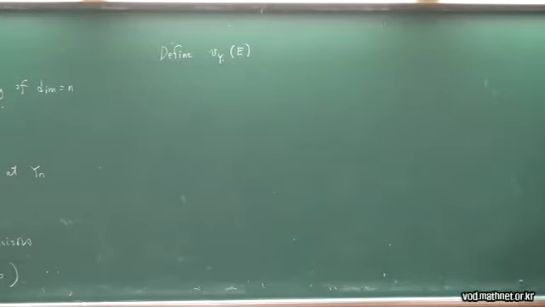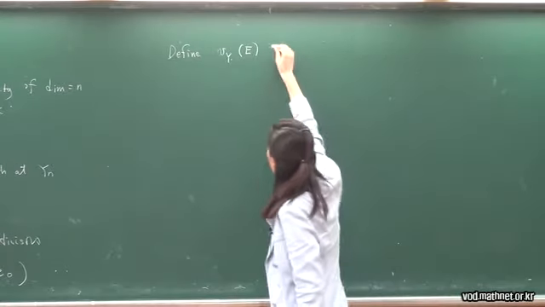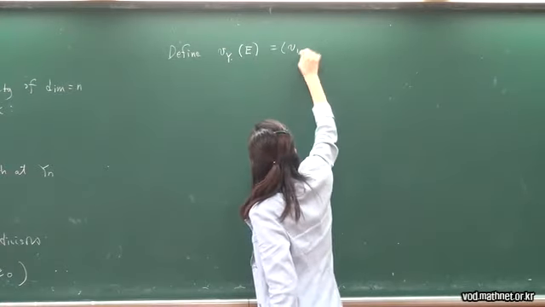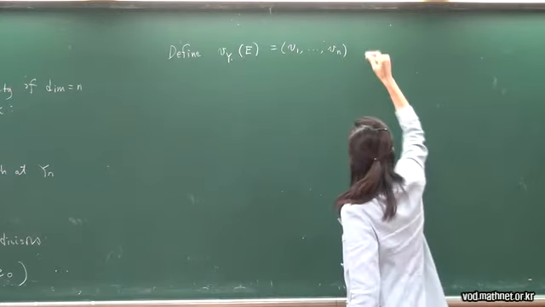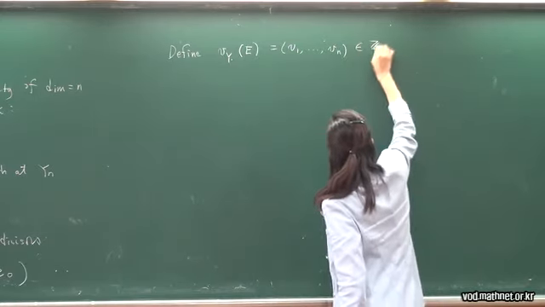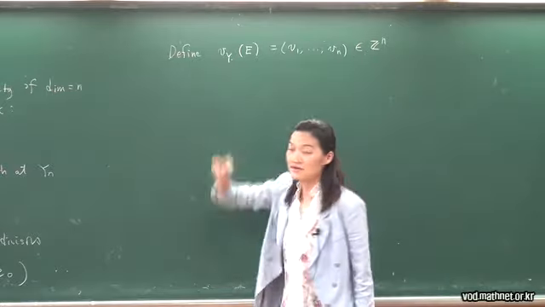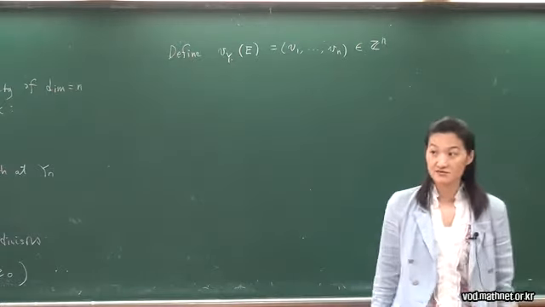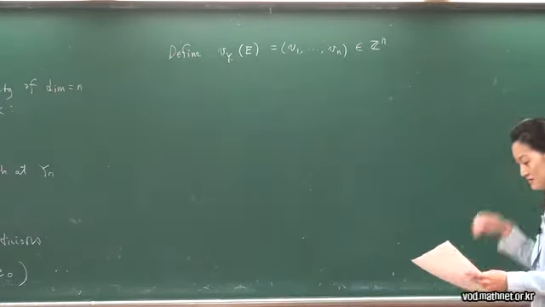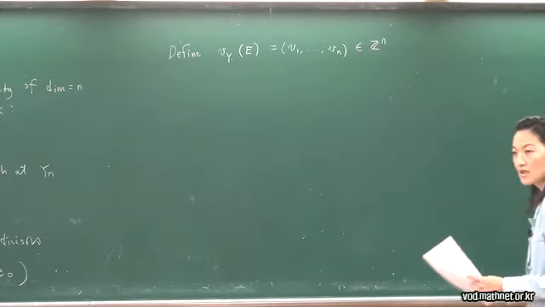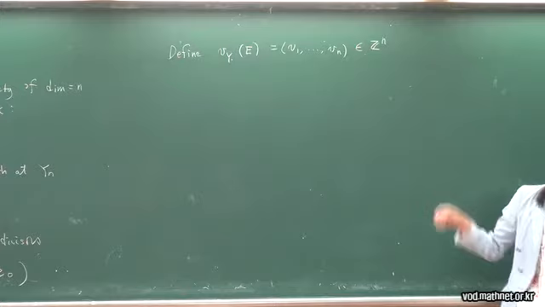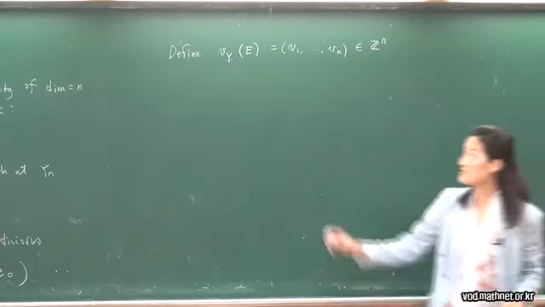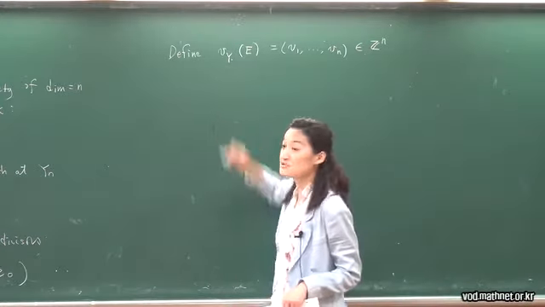Okay. So now we want to assign n integers attached to E with respect to this admissible flag. We just want to attach n integers to this effective divisor with respect to this flag.